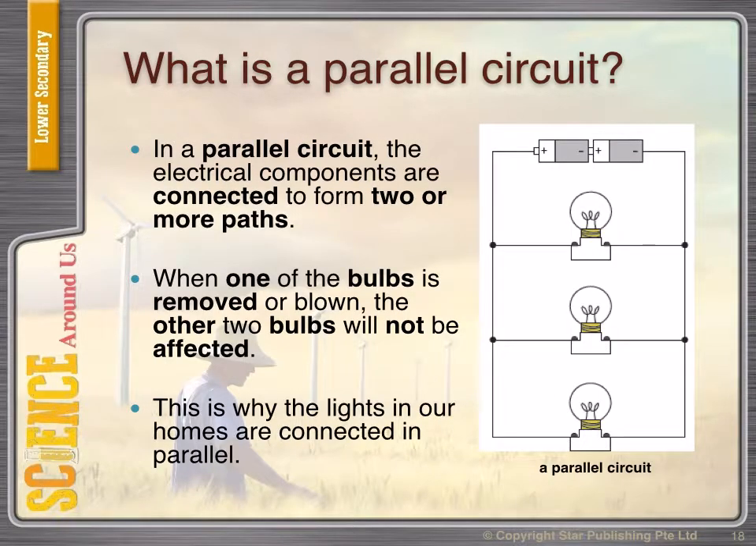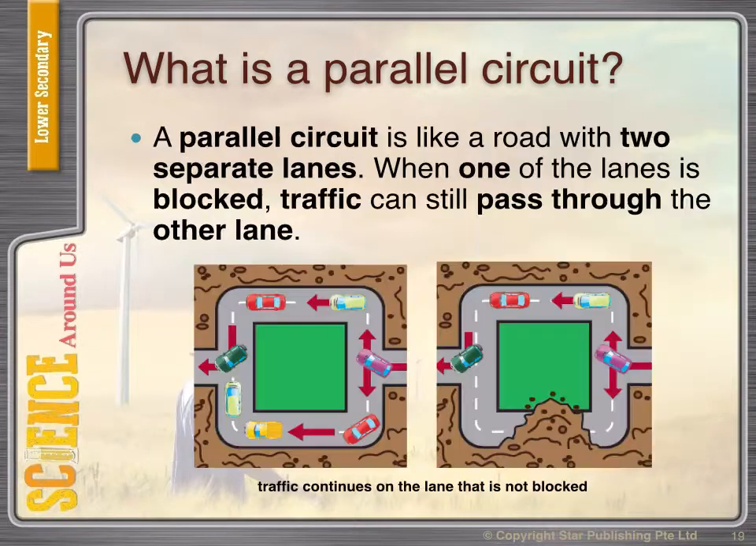So what is a parallel circuit? In a parallel circuit, the electrical components are connected to form two or more paths, as you can see from the diagram. The current will start flowing and it will split into the three different light bulbs. If one of the light bulbs is removed, the other two light bulbs will not be affected. That's why a lot of lights in our homes are connected in parallel.